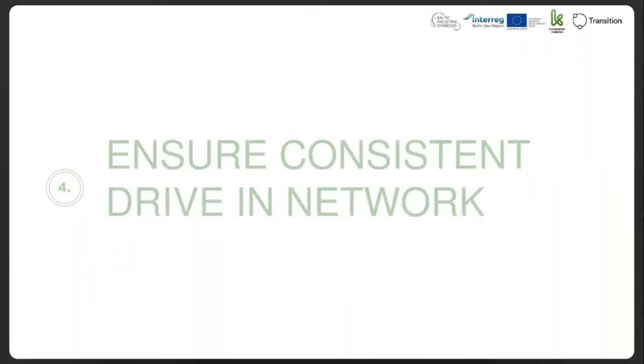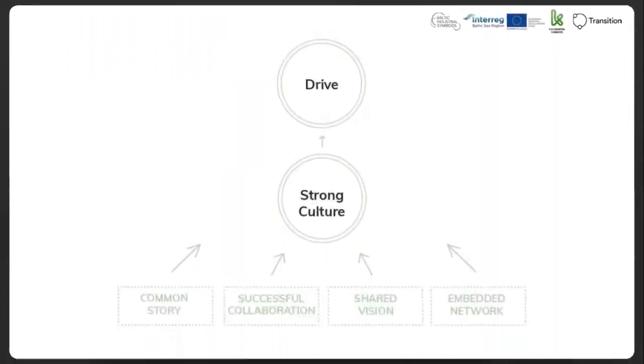Part 4 goes through how to ensure consistent drive in the network among the companies. So to ensure consistent drive, the facilitator must help build a strong culture in the network. And this is done by building a common story, ensuring successful collaborations, creating a shared vision, and communicating on the results and engaging in external partnerships. And this strong culture will ensure continuous drive in the network.